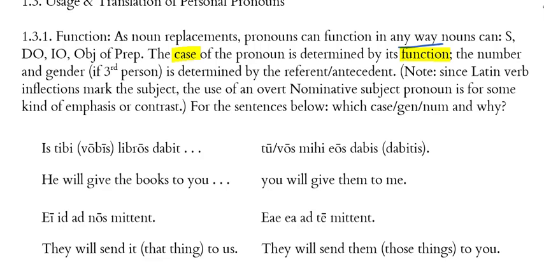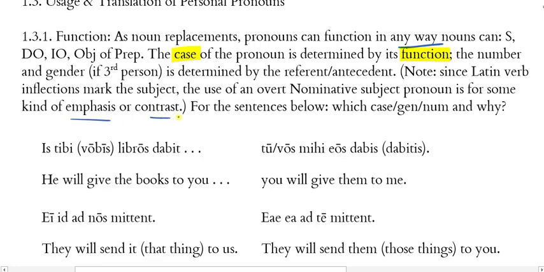All right, so if the referent or the antecedent is a man, then I'm going to choose the masculine singular form of the pronoun to refer to him. If it's a woman, then I'm going to use a feminine singular pronoun to refer to her. Now, since Latin verbs inflect for subject, the use of an overt nominative subject pronoun is not necessary. It's optional, and so when you see it used, it's used for some kind of emphasis or contrast.